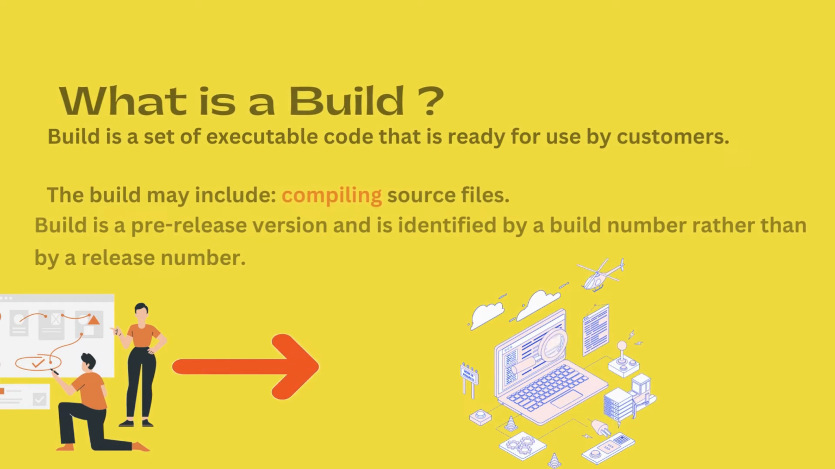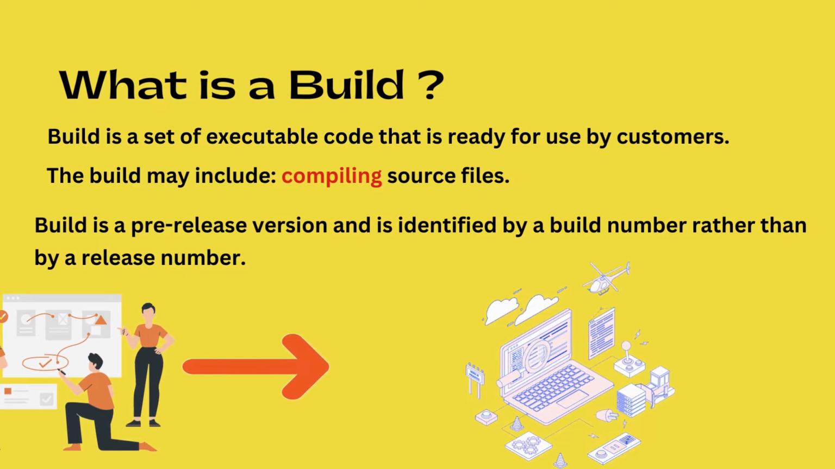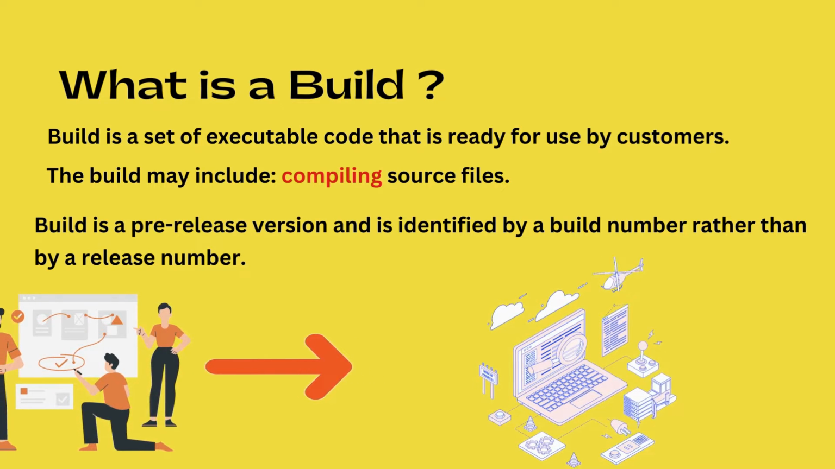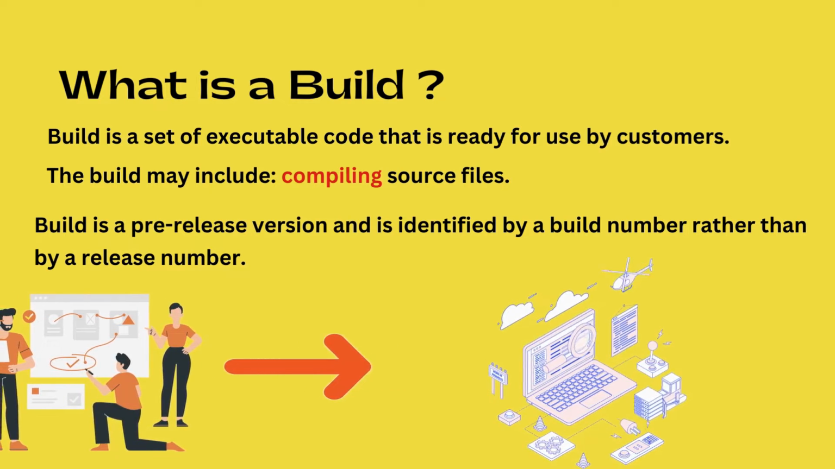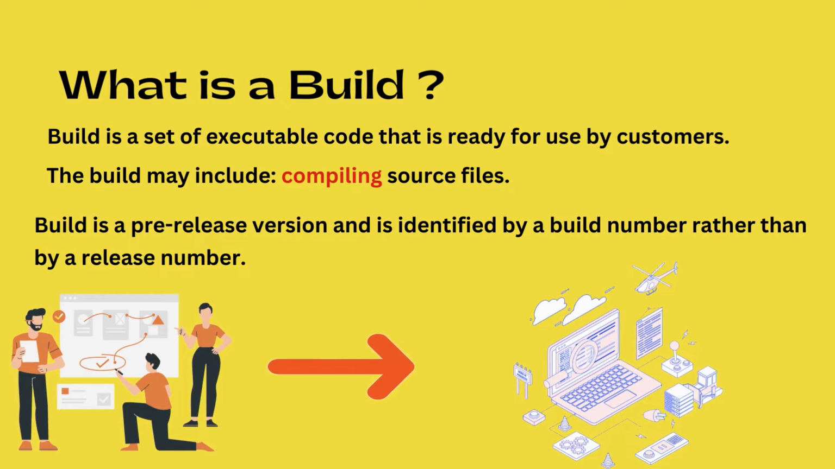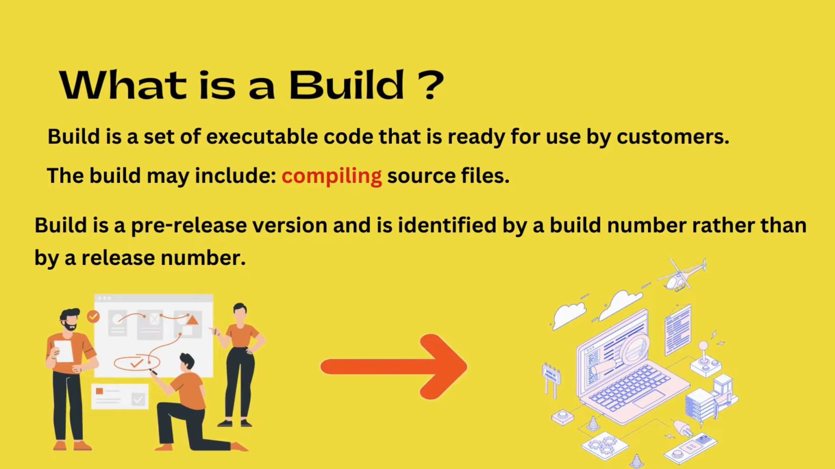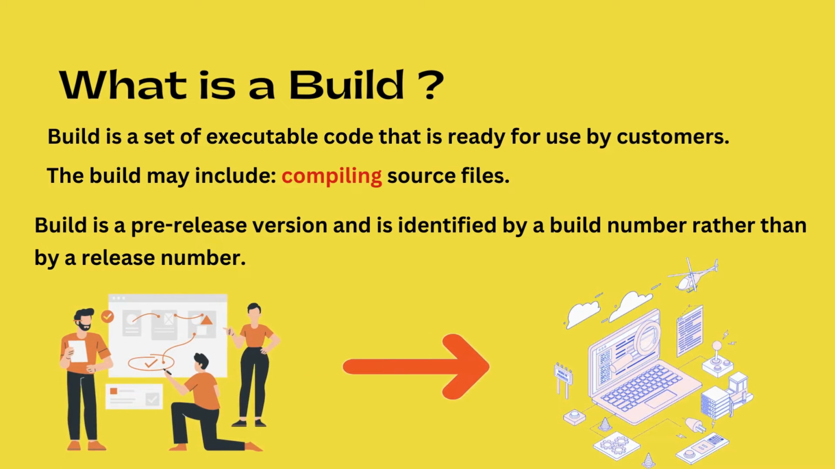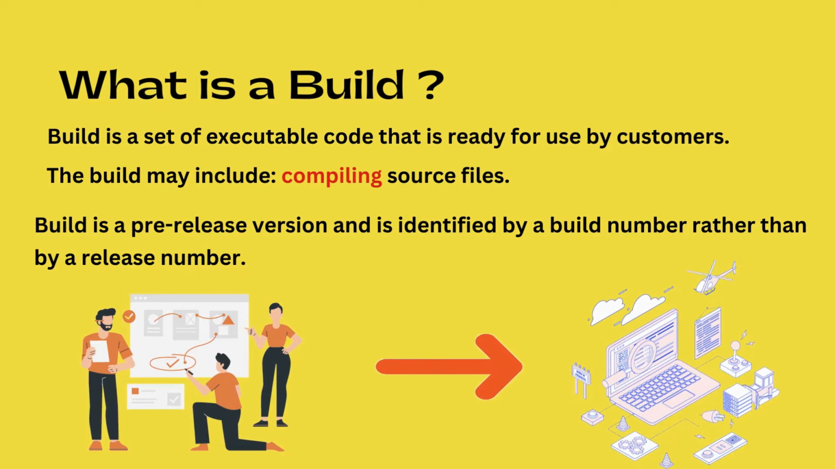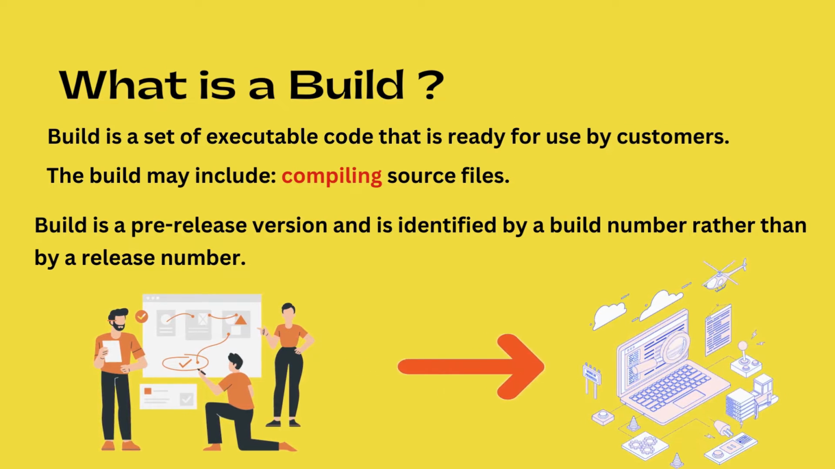Now let's understand the term: what is a build? Okay. So a build is a set of executable code that is ready for use by the customer. The build, you can say, is a set of executable code. Executable code is the binary code. So the developer writes the software in a particular programming language, suppose the Java programming language, we have the source code files. Okay. And once it's compiled, it is converted into the executable code, and that is available as a build. And that build is ready for use.